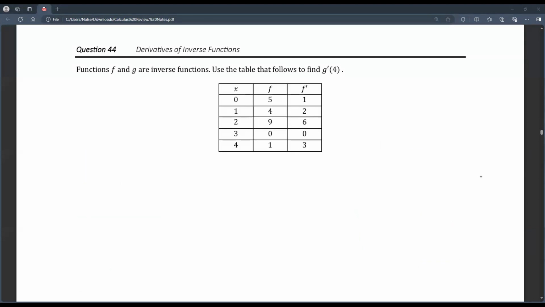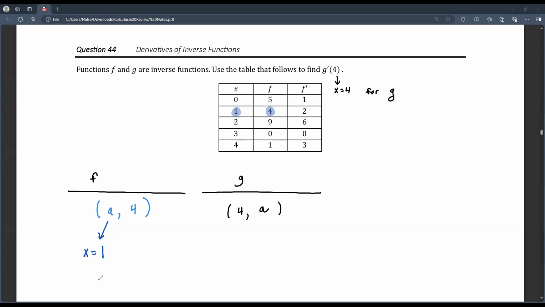Question 44 provides a table of values that can be used to find g' of 4. While this 4 represents an x value for function g, it is the y value on function f. This means we should find where function f has a value of 4 in the chart. Function f has a value of 4 when its x value is 1. More importantly, this is the row that we'll use to find f'. In this row, f' is 2, and its reciprocal gives us the value of g'. The final answer is that g' is 1/2.